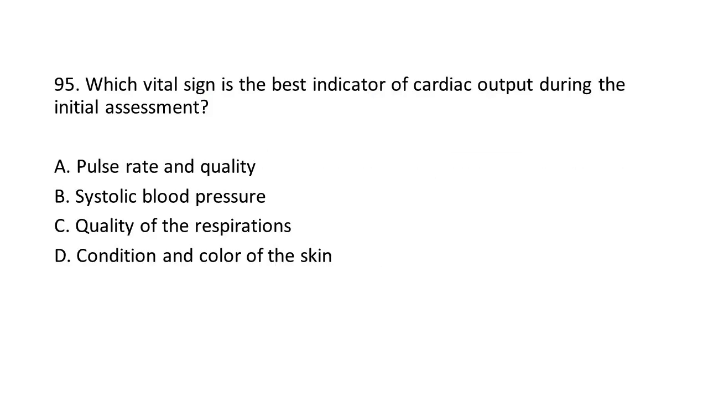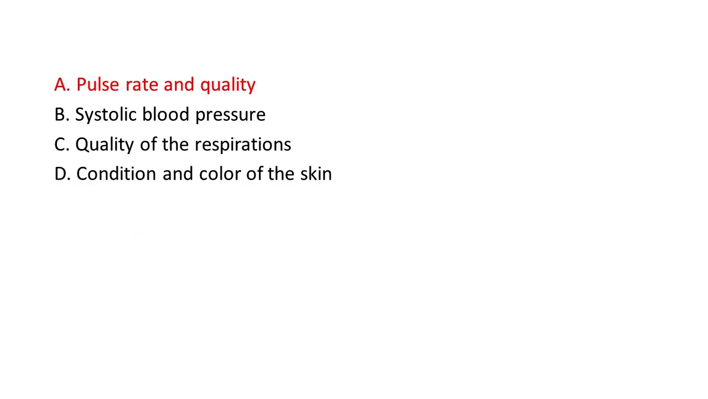95. Which vital sign is the best indicator of cardiac output during the initial assessment? A. Pulse rate and quality. B. Systolic blood pressure. C. Quality of the respirations. D. Condition and color of the skin. The answer is A. Pulse rate and quality.